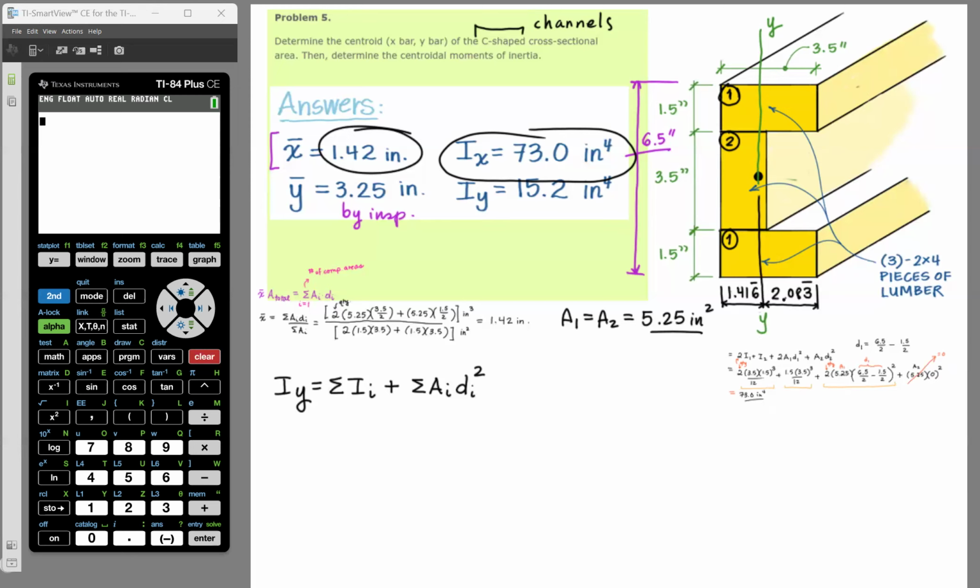I don't really see an advantage in using voids, so let's just use solids for this one. So I'm doing quantity 2 I sub 1 plus I sub 2, plus quantity 2 A1 D1 squared, plus quantity 1 A2 D2 squared.